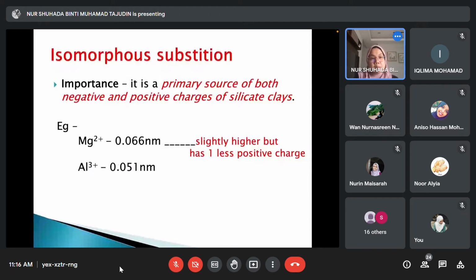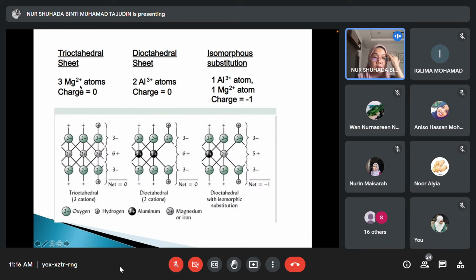So how is it formed? For example, in a trioctahedral sheet, you have 3 magnesium atoms. If you see here, the atoms at the center are 2 plus, 2 plus, 2 plus. Then it is substituted by aluminum atoms, meaning that aluminum atoms sit at the center. If the aluminum is replacing the magnesium, it will give another negative 1 charge. Here you see 3, 3, 6 positive. Here 2 negative, 2 negative, 2 negative is because of the oxygen, O2 negative. So it has 3 negative, and here you have 6 negative.